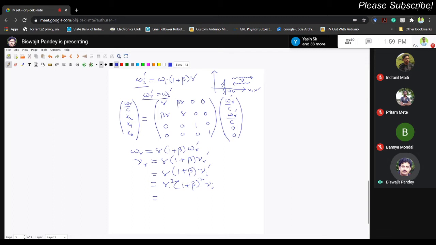So if you simplify this further, because gamma square equals 1 by 1 minus beta square, you can simplify it and write down square root of 1 plus beta over 1 minus beta times nu I, right? So this will be the frequency of the reflected light in the lab frame. Okay. So as you can see, once you get familiar with these problems, you can easily solve such problems.